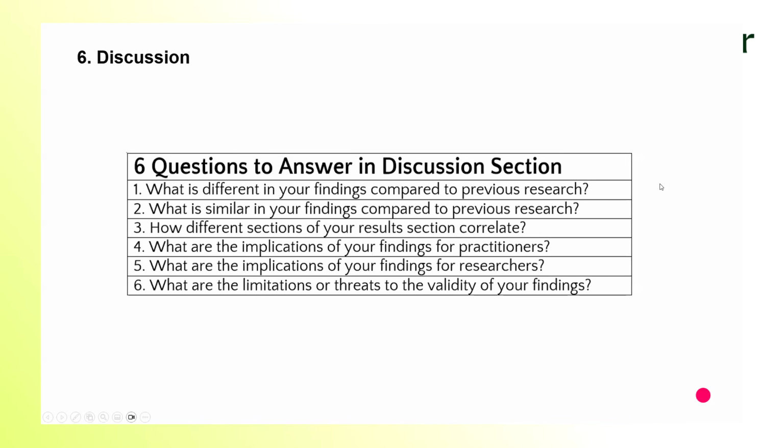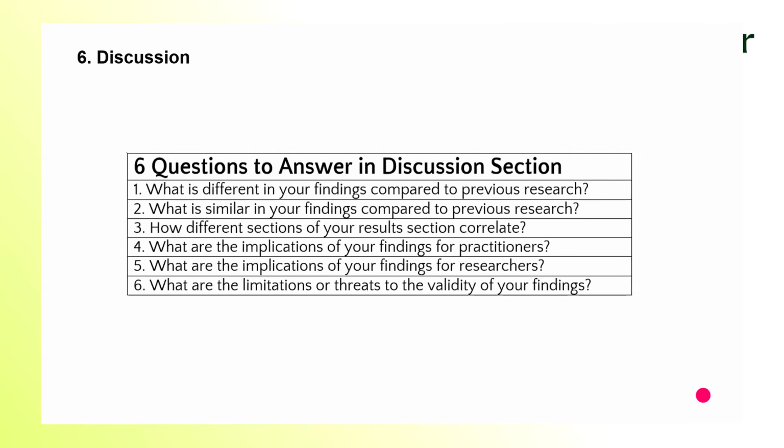Discussion section. This is my personal favorite part in a paper. Something that I really want to see and read is what the authors, the researchers themselves, think about the results. Here you can answer 6 questions. The first question is: what is different in your findings compared to previous research? Compare with the previous one and say what is different.